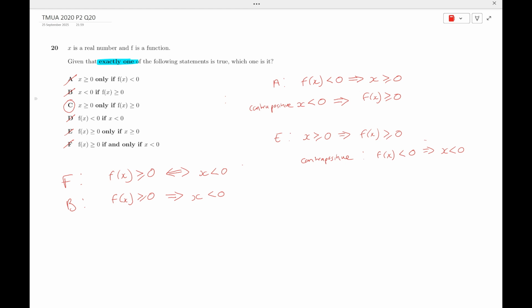Give me a shout if there's any issues with that, because the contrapositive stuff is hard, but it's such a powerful thing to know. And this "exactly one" is also hard, but again, it's such a powerful thing to know. It's really what TMUA are going for in terms of the logic.